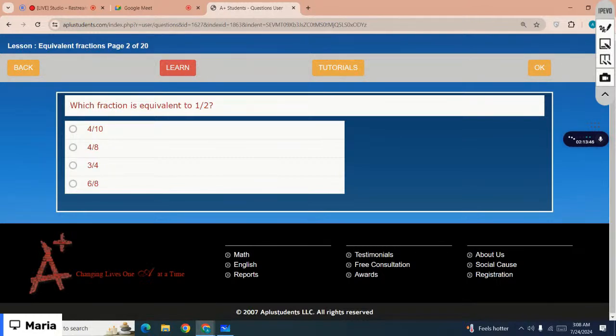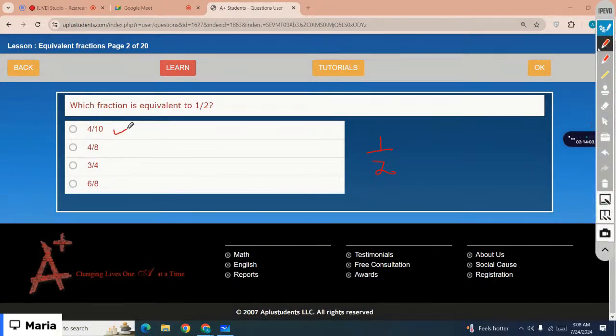Okay, the next one is what fraction is equivalent to 1 over 2? So you have to find the equivalent fraction to 1 by 2. So how do we find the equivalent fraction? Basically, you need to find the equivalent fraction of 1 over 2, right? So start looking at the options given. If you can reduce the given fraction to 1 by 2, that means they are equivalent. So 4 over 10, you can divide them by 2. 2 times 2 is 4 and 2 times 5 is 10, but that is not equivalent to 1 over 2, right? So that isn't the correct option.